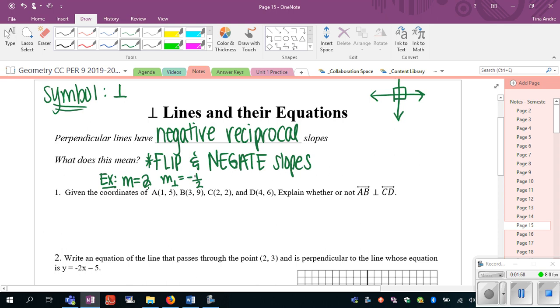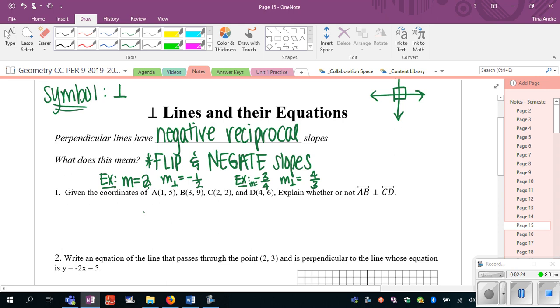Doesn't matter if the negative goes on top or on the bottom or out in front, it's all equivalent. If I see something like negative 3/4 and I want to flip and negate this, so if this is the original, well, the perpendicular would be flip it, so 4/3. If you negate a negative, it becomes positive. So you should always have one positive and one negative.